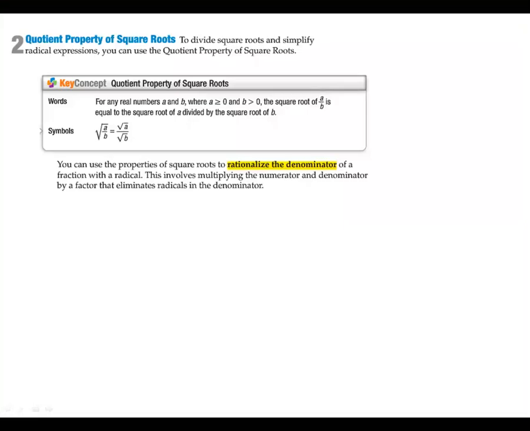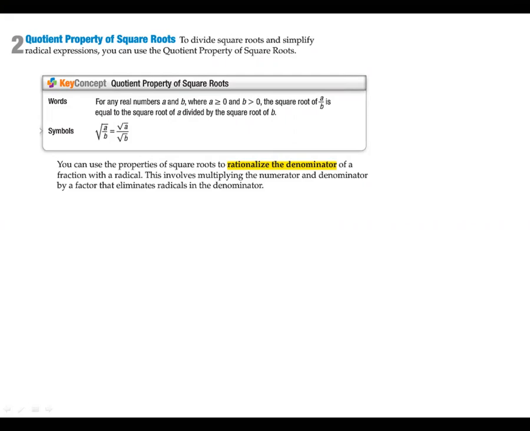Okay, let's talk about the quotient property of square roots. To divide square roots and simplify radical expressions, you can use the quotient property of square roots. So for any real numbers a and b, where a and b are both positive, the square root of a over b is equal to the square root of a divided by the square root of b. Just like you can break apart multiplication of square roots, you can break apart fractions of square roots.